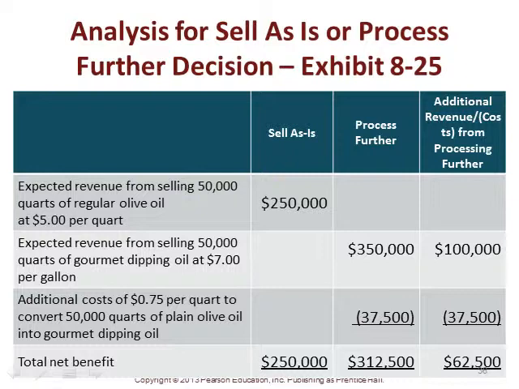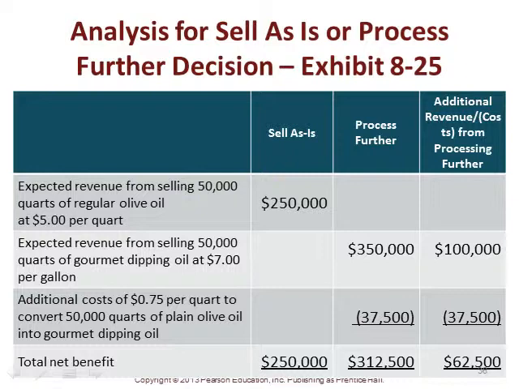However, we can also process that olive oil further, and we would get expected revenue from selling 50,000 quarts of gourmet dipping oil at $7, or $2 more per quart. So we would generate revenue if we process it further of $350,000, but that would be offset by the additional cost of 75 cents per quart to convert 50,000 quarts of plain olive oil into gourmet dipping oil. So it's going to cost us 75 cents more per quart to process further, which results in a cost of $37,500.